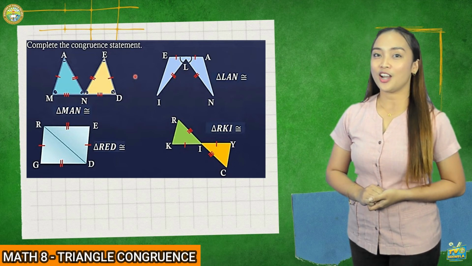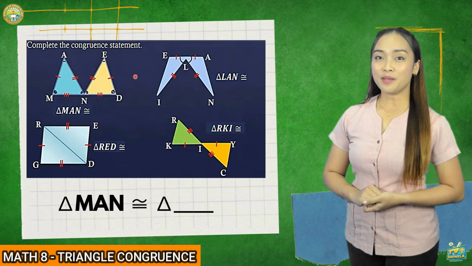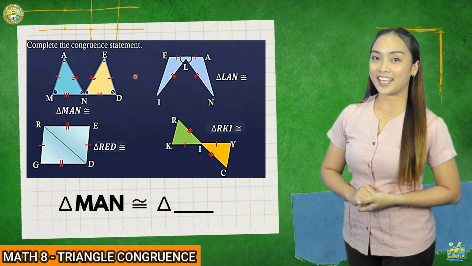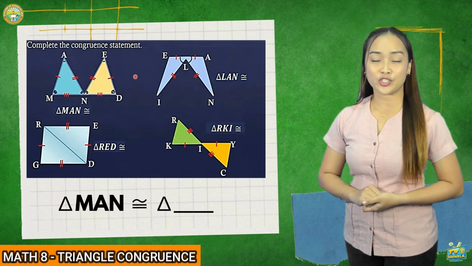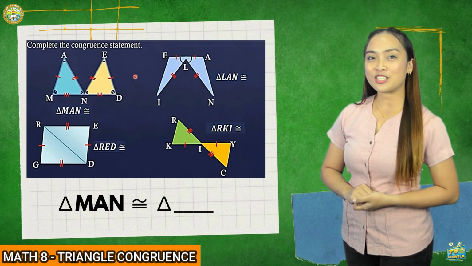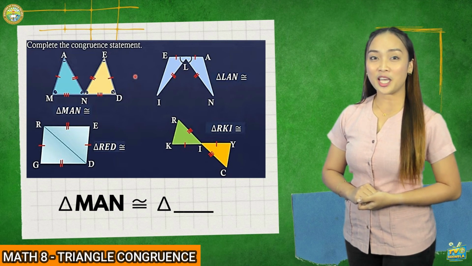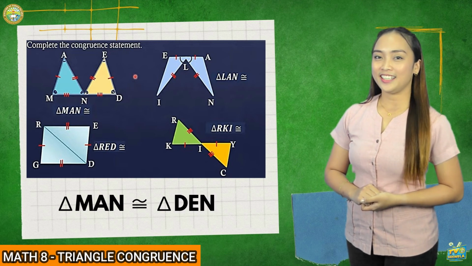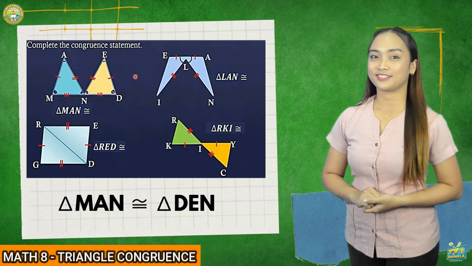Starting with number 1. Triangle MAN is congruent to, please name the triangle and list the vertices in corresponding order. Triangle MAN is congruent to triangle DEN. Very good.